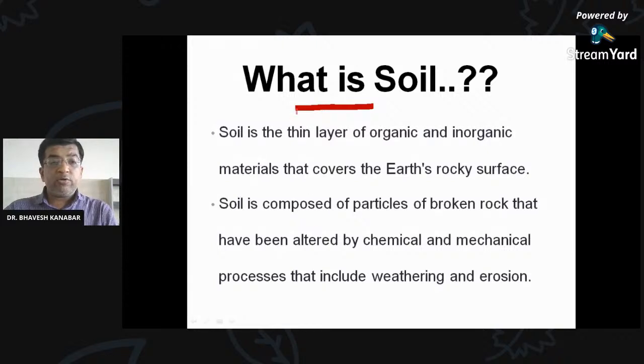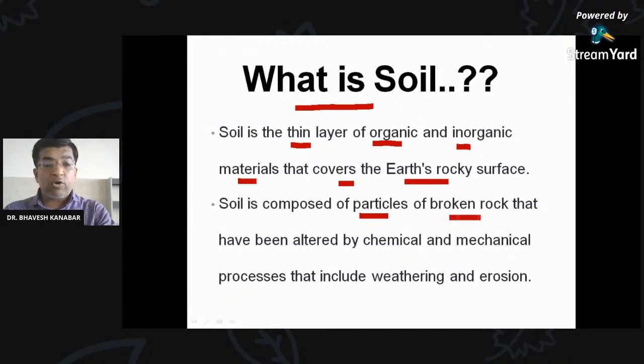So you may have studied about the soil in your school classes also. So soil is the thin layer of organic and inorganic material. So two types of the material, organic and inorganic materials are there in soil, which covers the earth's rocky surface. So below the soil, there is rocky surface of the earth, and it is composed of the particles of broken rock that have been altered by chemical and mechanical processes that include weathering and erosion. So soil is formed because of repeated erosion of the rocks and because of the weather effect over the soil, it is formed.